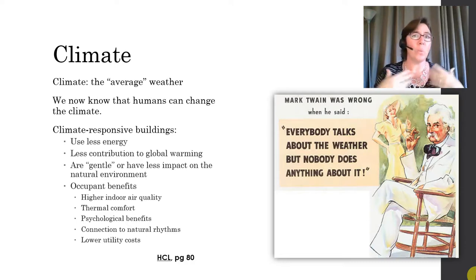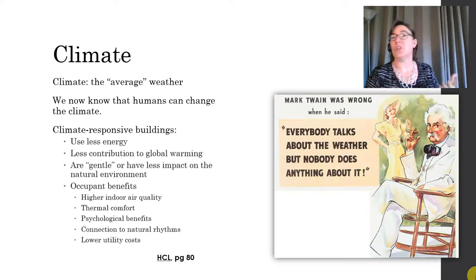And why do we care as architects? Well, as we've been discussing this semester, we can actually have some impact on climate change by paying attention to the climate and using climate responsive design strategies to create climate responsive buildings. So why do we want climate responsive buildings? It's because they use less energy and therefore contribute less to global warming.